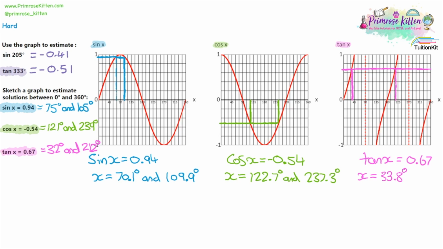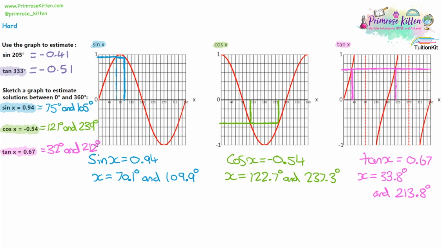How do we get our second estimate? Well, like I said, on a tan graph, everything is 180 degrees apart. So add on 180, and that should give us, for the second answer, 213.8 degrees.